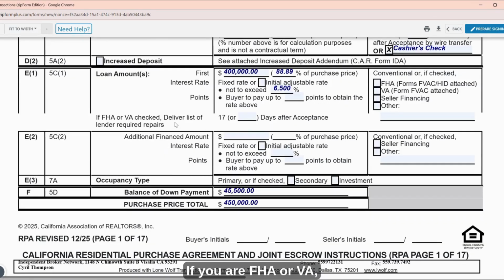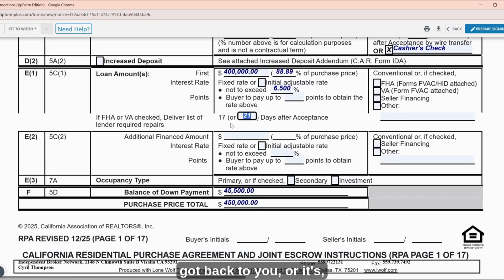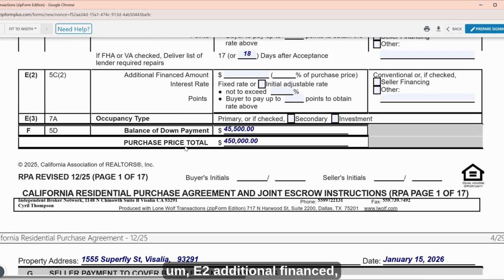If you are FHA or VA, you will be delivering a list of the lender-required repairs to the seller within a certain amount of time to let them be able to do those repairs. 17 days is the default to deliver a list of any repairs that the lender is going to require. But oftentimes we have a 17-day inspection contingency. So you might want to make this like 21 days so that all reports can be completed and gotten back to you. Or it's whatever number of days, you just fill it in there. But I'll put 18 days here in this example.